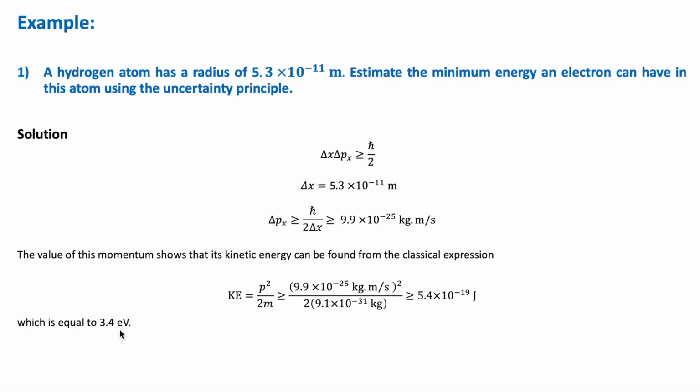And note that the kinetic energy of an electron in the lowest level of a hydrogen atom, as we have seen in the previous slides, is equal to 13.6 electron volt, okay?